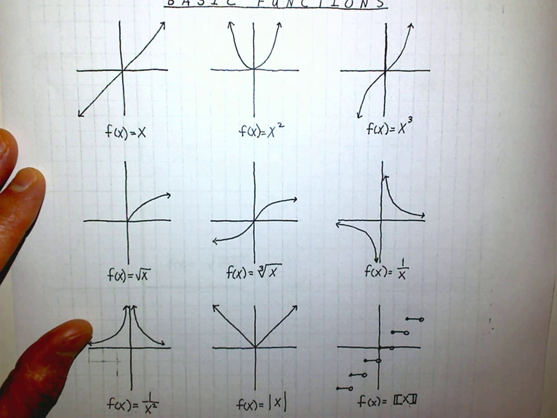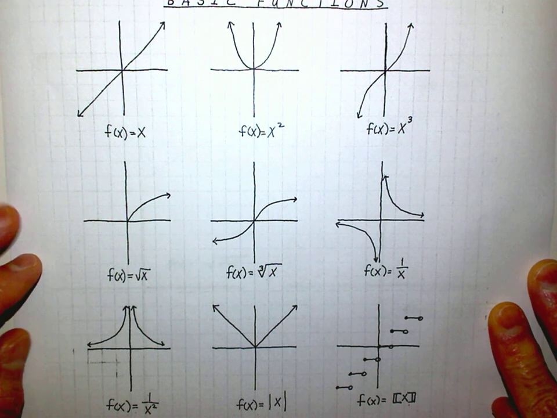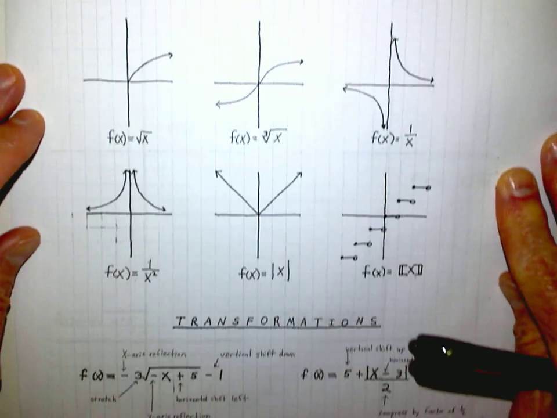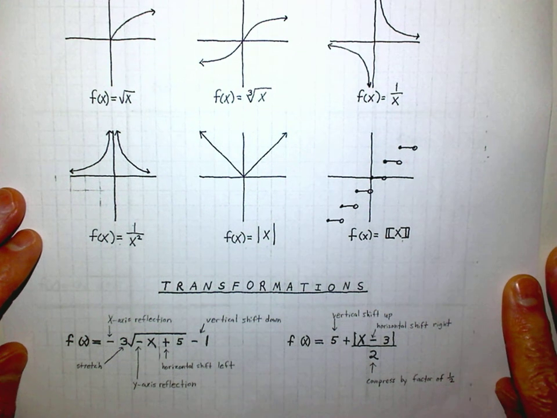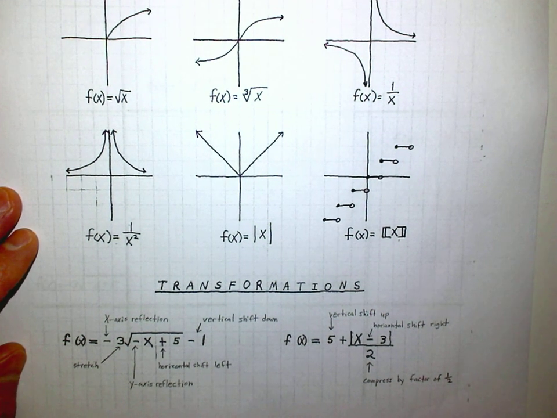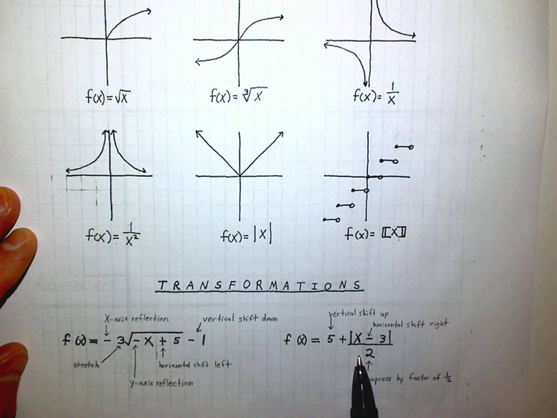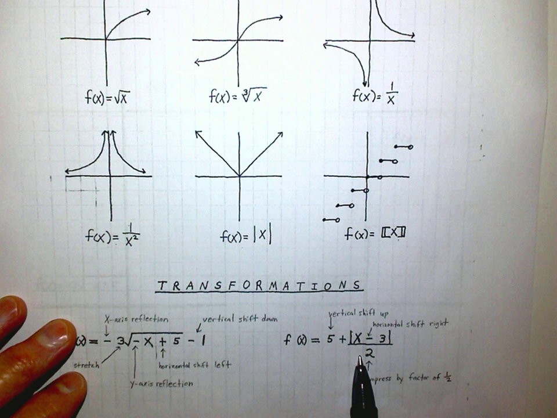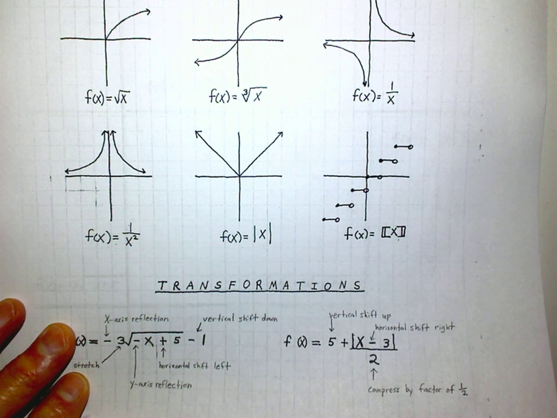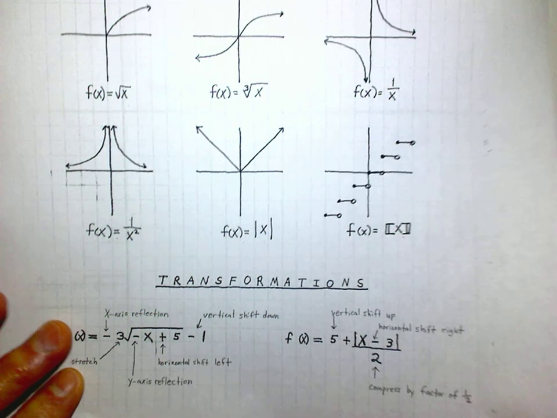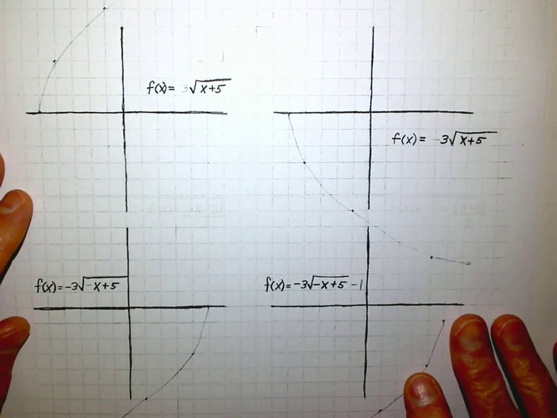At the bottom of your handout are examples of how we can transform the basic functions. On the left is an example of the transformation of the square root function, and on the right is an example of the transformation of the absolute value function. I would like to show you step by step how these transformation processes work. Let's start with the square root function.